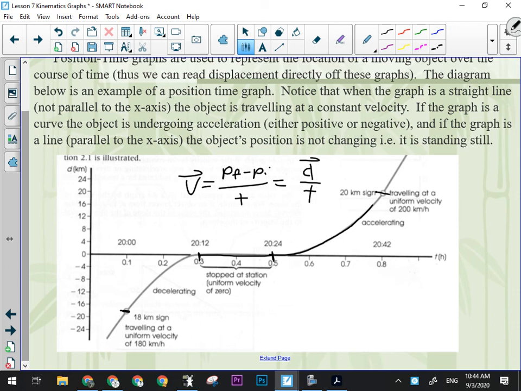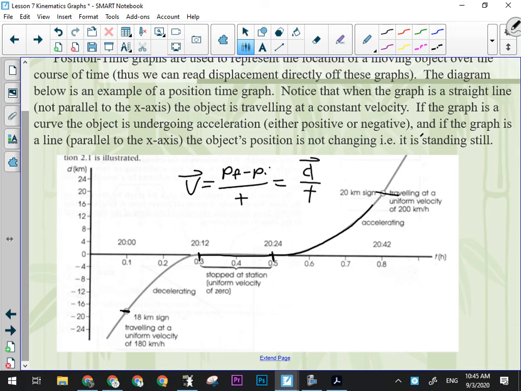Okay, then we get to here and the line becomes straight again. Okay, if it's straight, now it's changing its position at a regular or constant or uniform rate. In other words, it's traveling at a constant velocity. It's no longer changing the steepness of the line. Now the steepness of the line is constant. Okay? That's the kind of thing we have to interpret from a graph.